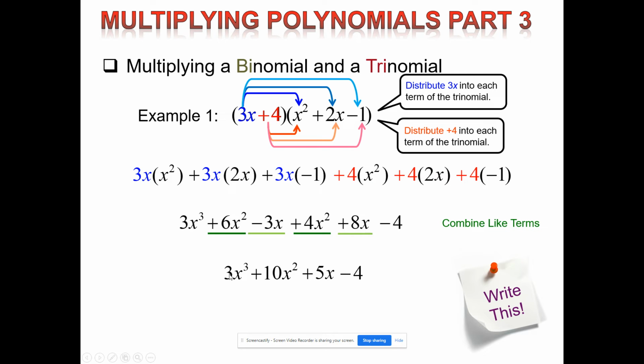Okay, notice how it's in standard form. I got a third power, a second power, a first power, and my constant. So it is in standard form. So I end up with a cubic polynomial. Because remember, if there's more than 3 terms, we just call it the umbrella of a polynomial. It's a cubic because it's a third power.